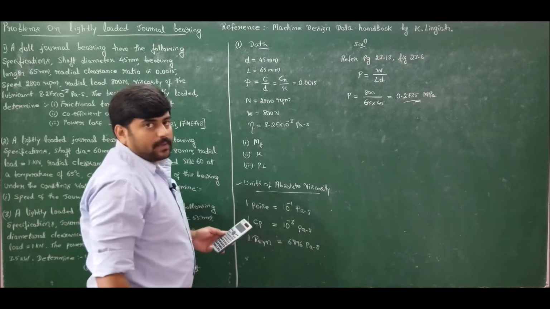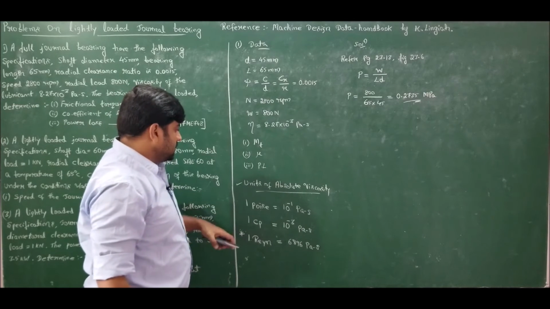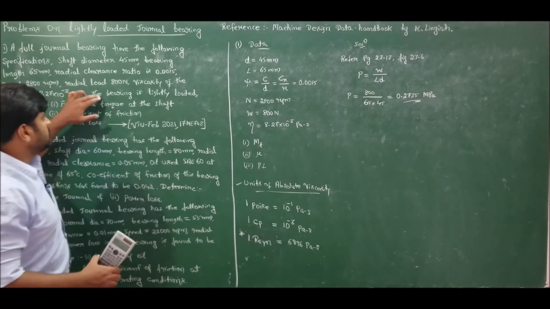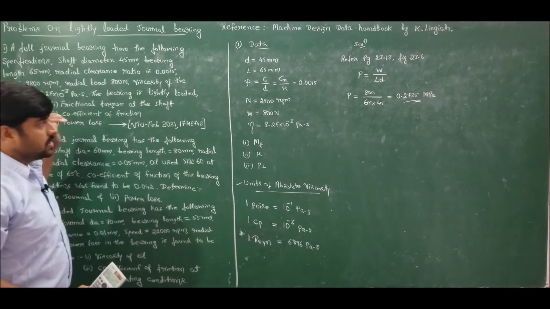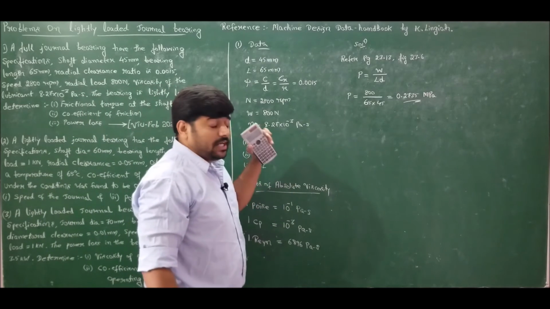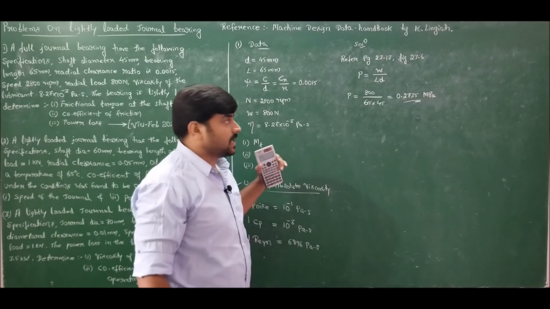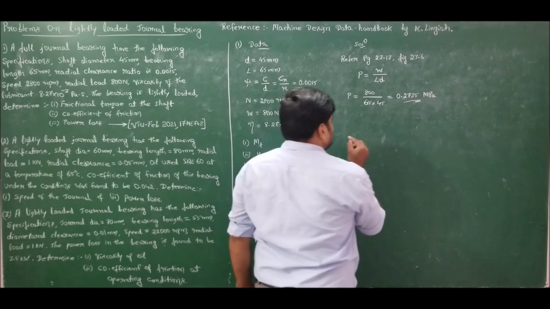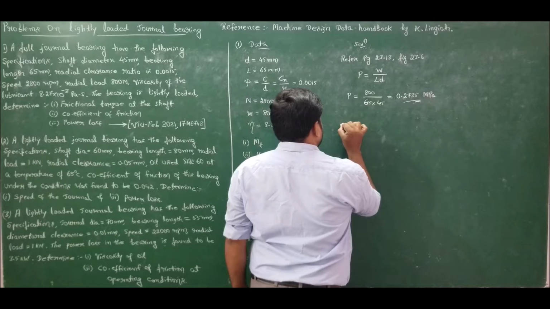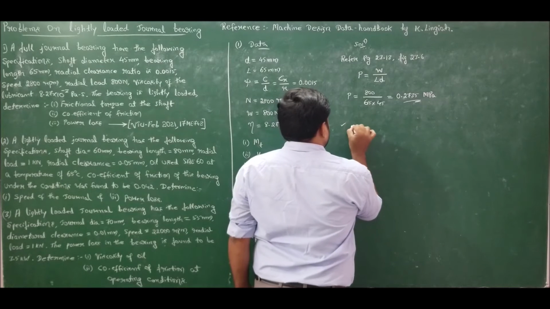We got the bearing pressure. Now, since it is a lightly loaded bearing, you can see here he has clearly specified the bearing is lightly loaded. So therefore I can use Petrov's equation to determine the coefficient of friction. Correct? So therefore recall Petrov's equation. The coefficient of friction can be determined by using Petrov's equation.